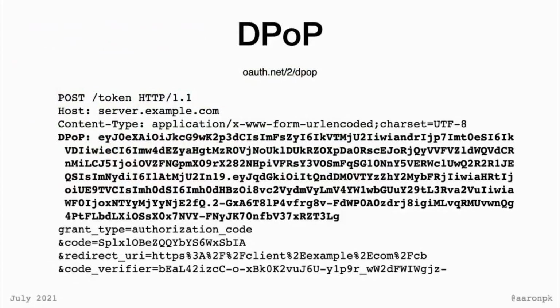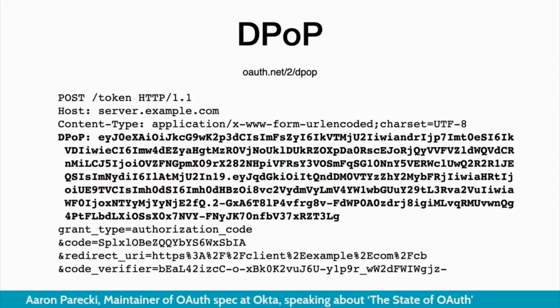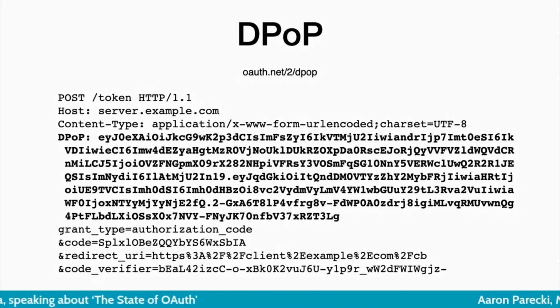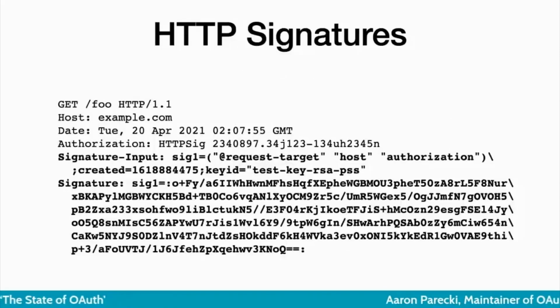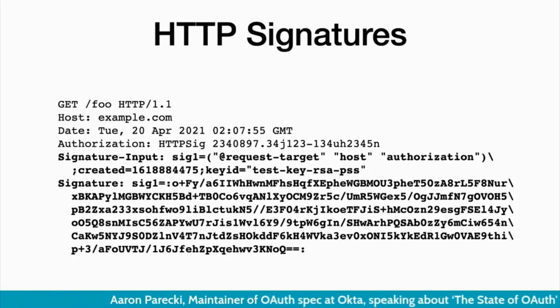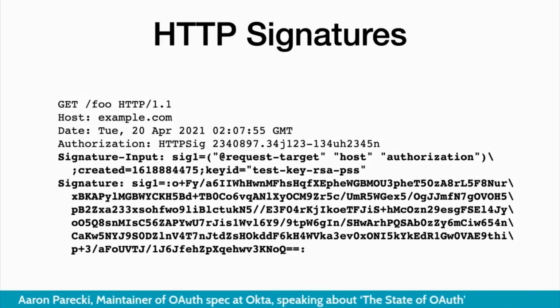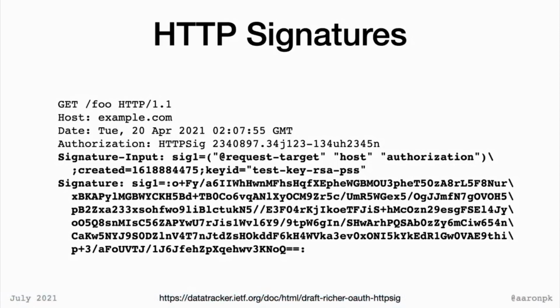DPoP and HTTP signatures are similar to each other. DPoP is the idea of creating a signature about the request and putting it in an HTTP header. HTTP signatures does as well, but it does it a different way, and they have a couple of different trade-offs. So it is worth looking into the details of these if you're curious. But again, both of these are very much in progress. They're not stable extensions yet.